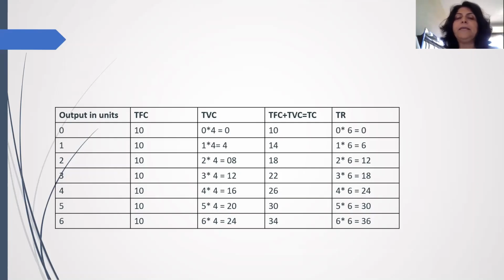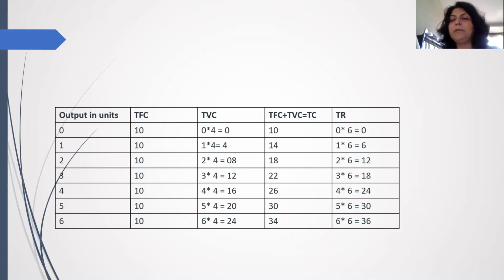Then we have TVC. TVC changes with the change in output. As you produce more, you will have more variable cost. If output is 0, then TVC is 0. If output is 1, it is 4. And if output is 6, we come to 24 as far as TVC is concerned.